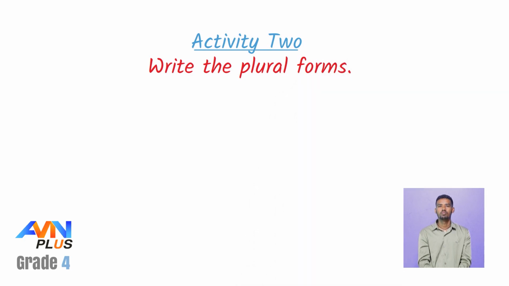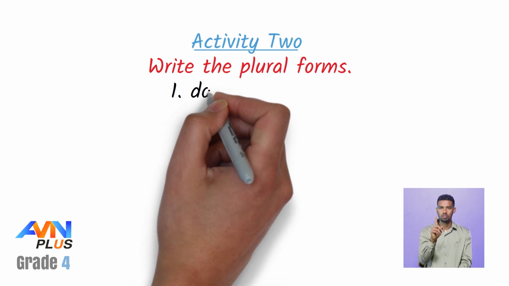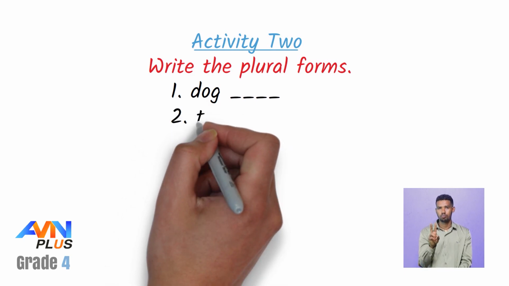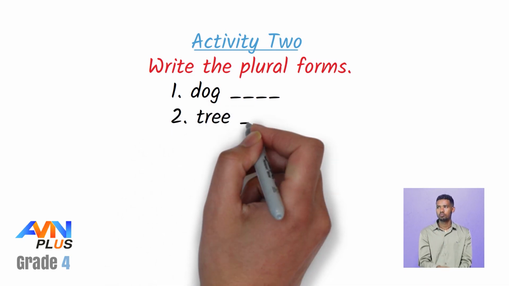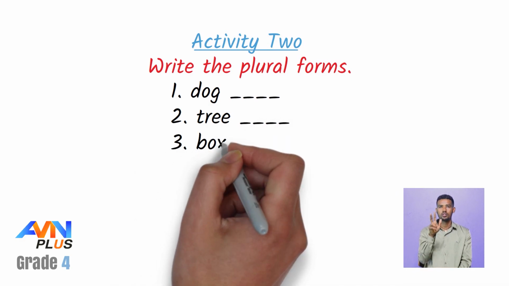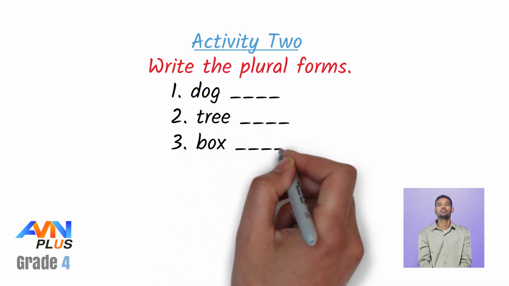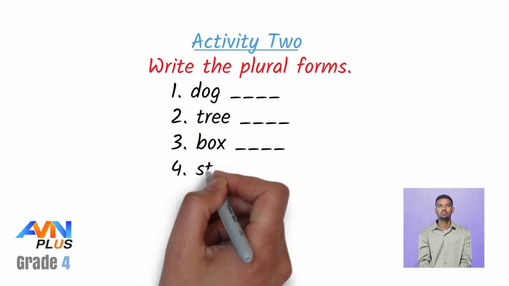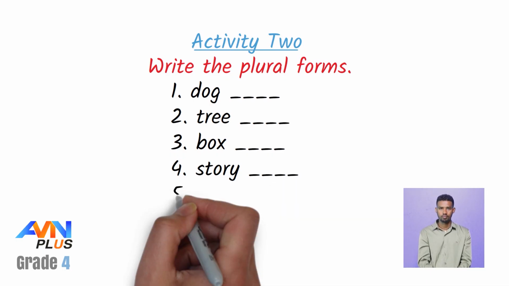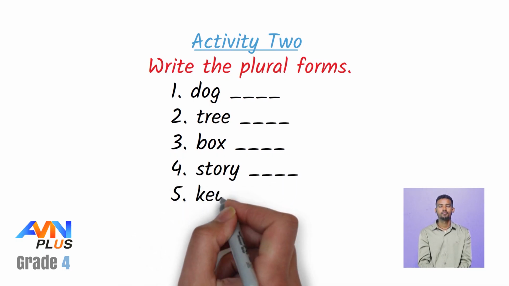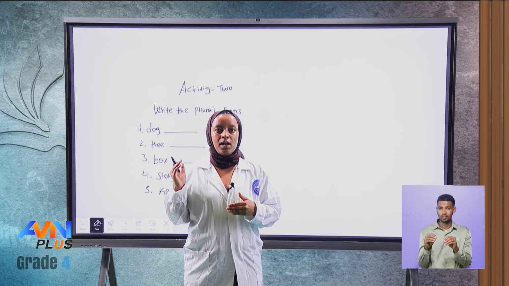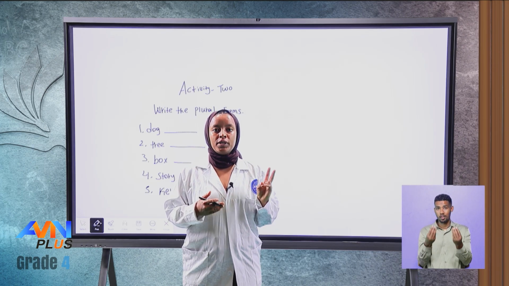1, dog. 2, tree. 3, box. 4, story. 5, key. Students, here is activity 2. Let me give you 2 minutes and I'll be back.